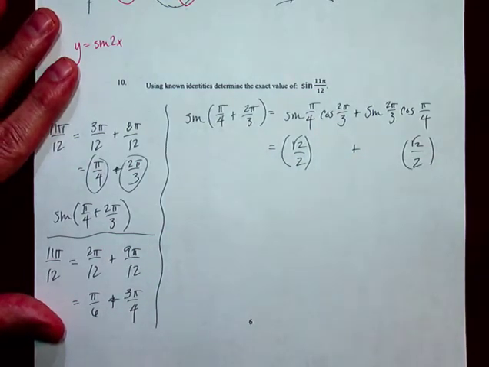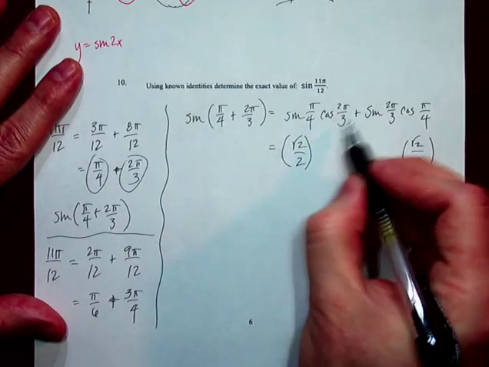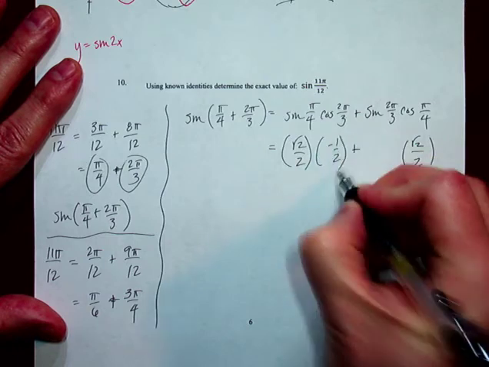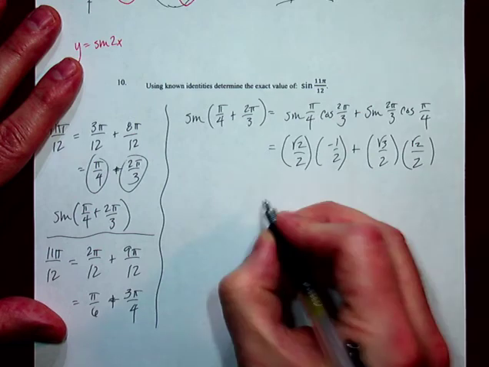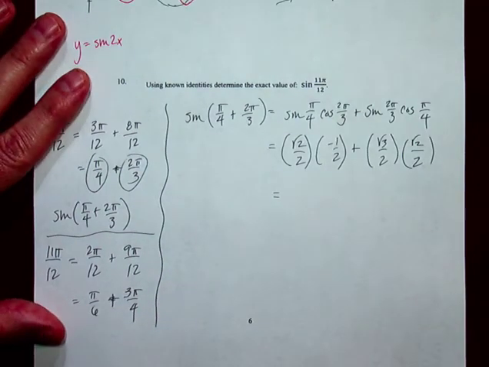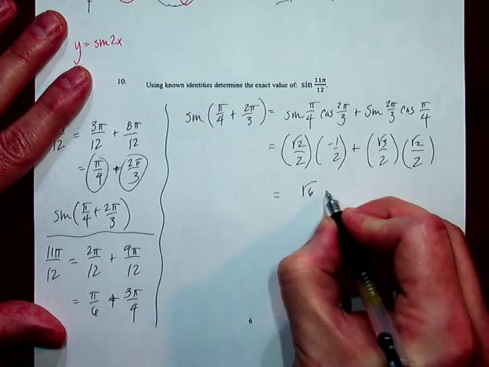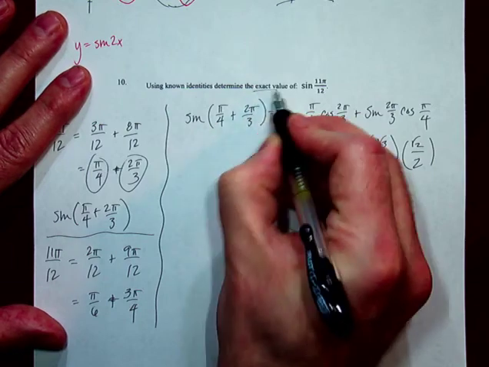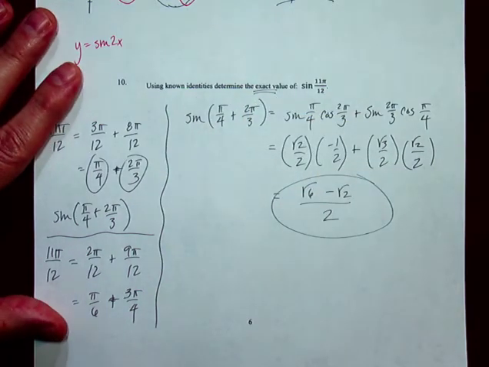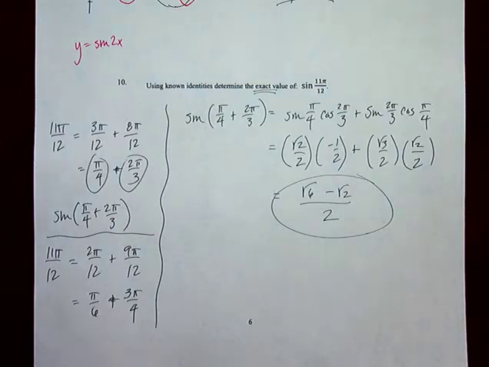Well, when the reference angle is pi over 3, cosine is 1/2. But this is in the second quadrant, so that's negative 1/2, okay? And this, of course, is root 3 over 2. I'm going to change the order so that the second term is negative, so it's a reasonable difference. That's root 6 minus root 2 over 2. That is an exact value. And we used the sum formula for sine in order to figure that out.